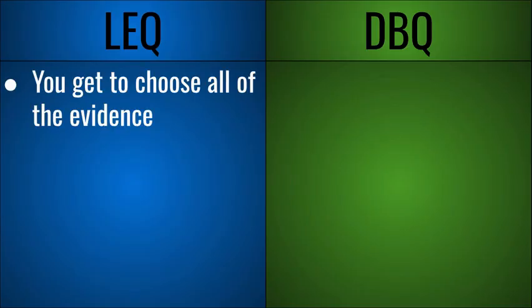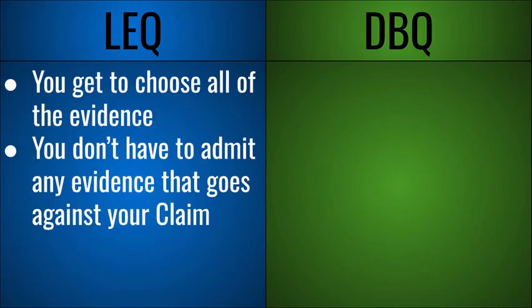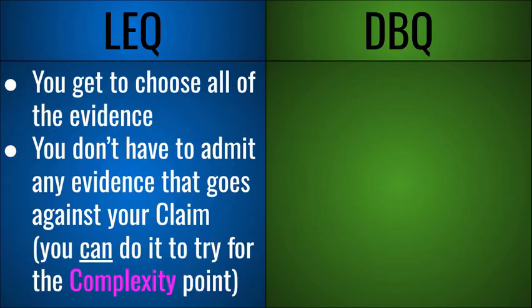Again, as a quick reminder here, when you're writing an LEQ, you get to choose all of the evidence. And so as we're setting up an essay in an LEQ, you don't have to use any evidence that goes against your claim. You can just argue one-sidedly. Now, we may want to try to include some counter evidence and get that complexity point, but we don't have to.